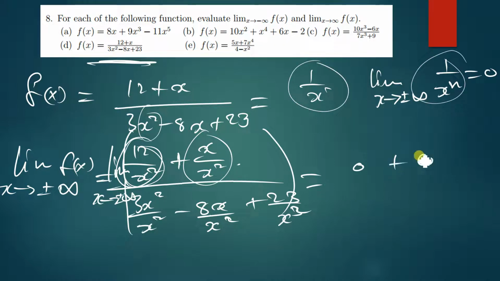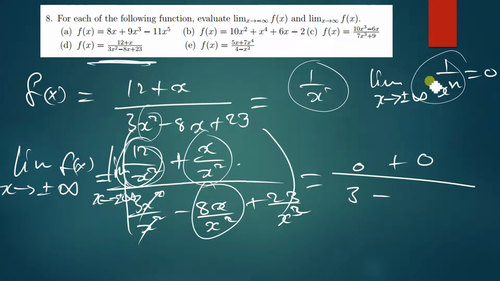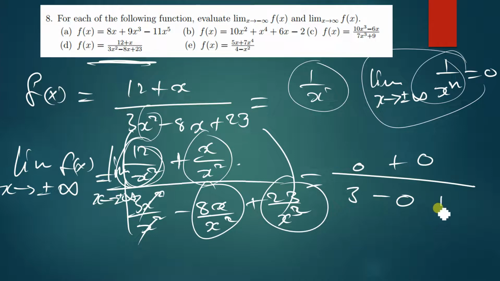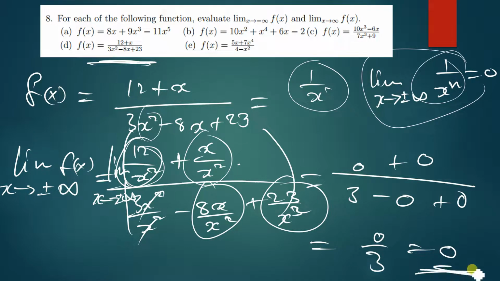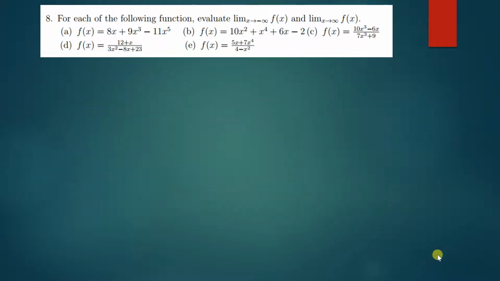So you have plus 0, everything over 3. This and that cancel, and you remain with 3. So the limit as x approaches positive or minus infinity of 3 gives you 3. Then you have minus 8 over x, which will also be 0. This part is also 0. So this will give you 0 over 3, which is just 0. We'll proceed to the last part.